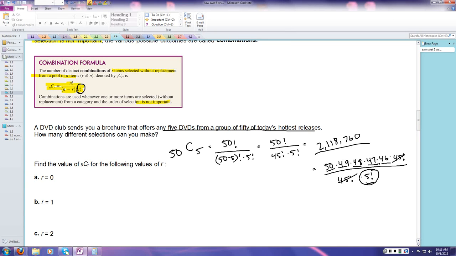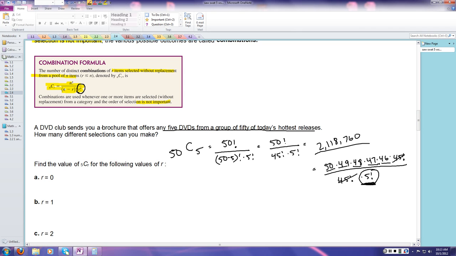DVDs. I could pick the first one, then the second, third, fourth, fifth, or I could pick the fifth one, then the first, second, third, and fourth. It doesn't really matter what order I write them down in. So that's why you can still see the fundamental counting principle here, except then you're always going to divide through by the repeats for a combination.